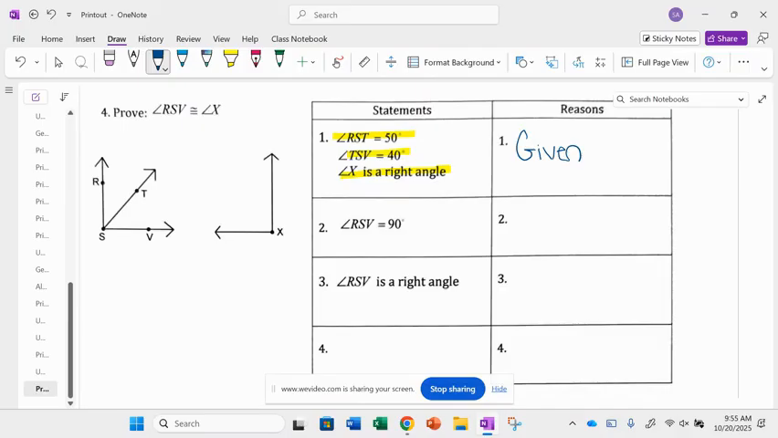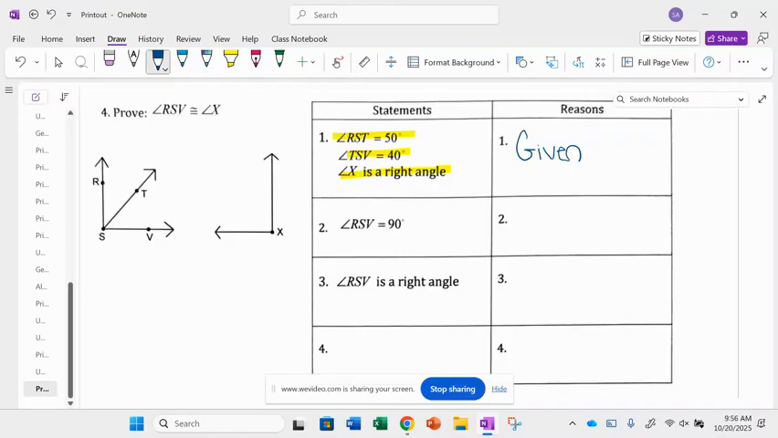That's not what it says. It says angle RST is 50. So go to angle RST, where's angle RST? And write 50 inside. And then it says angle TSV is 40. And then it says angle X is a right angle. So yeah. Perfect. We want to mark it exactly as it says. So I don't want the 90, I want you to actually mark the right angle.